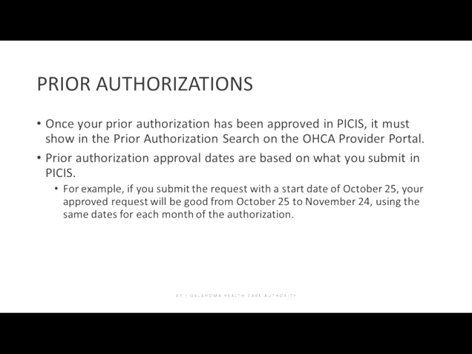And the prior authorization approval dates are based on what you submit in Pisces. So your PAs aren't going to be approved for the 1st to the 30th of the month. If you submitted it and put a start date of June 26th, then it's approved. Your dates will be June 26th through July 25th, July 26th through August 25th. So it's so important that you know the dates on your CDC as well.